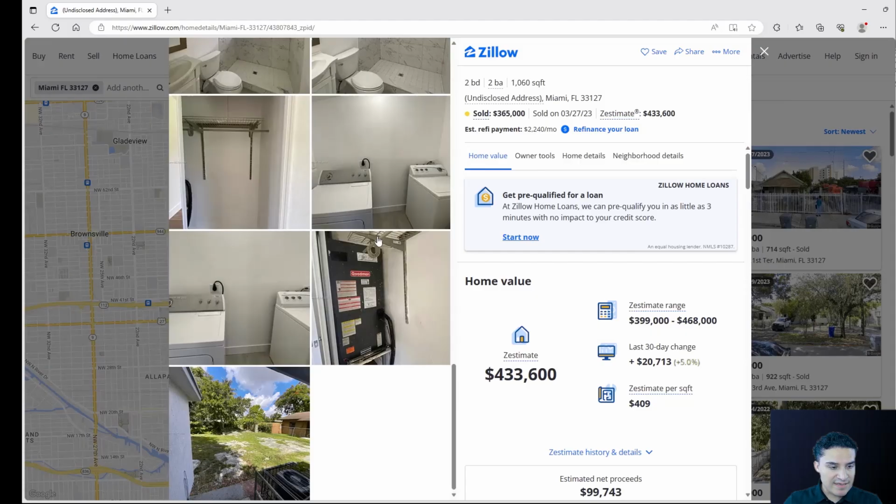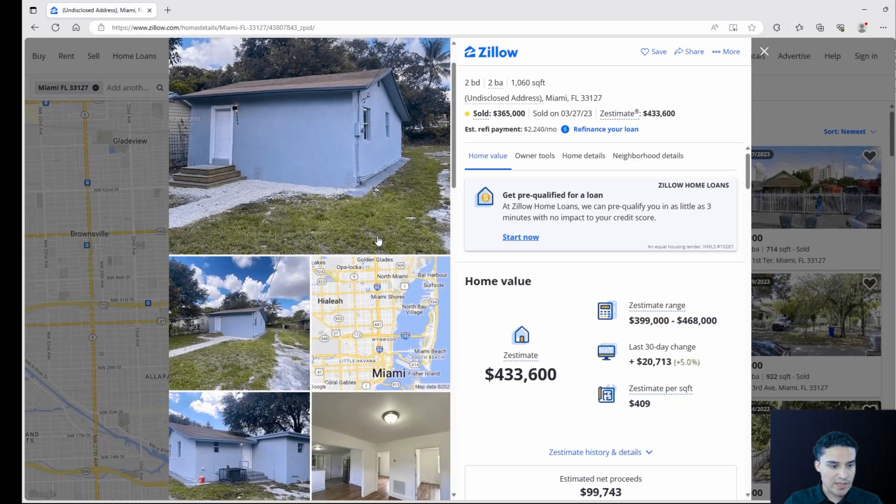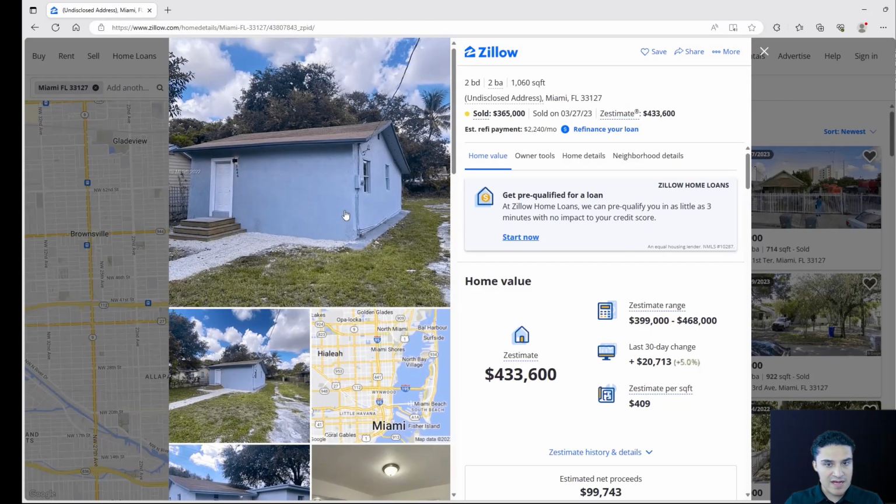So this property, they did put some work into it, okay? It seems like they painted the house. The house is a 2x2, has 1,000 square feet. It sold for 365, okay? So this is what we're gonna go by basically. Now the property has appreciated somewhat. Actually, some really good quantity over here that appreciated to 433. But again, this is not always an accurate number. You have to do your own research, right? But we're going to use this as a guesstimate, okay?